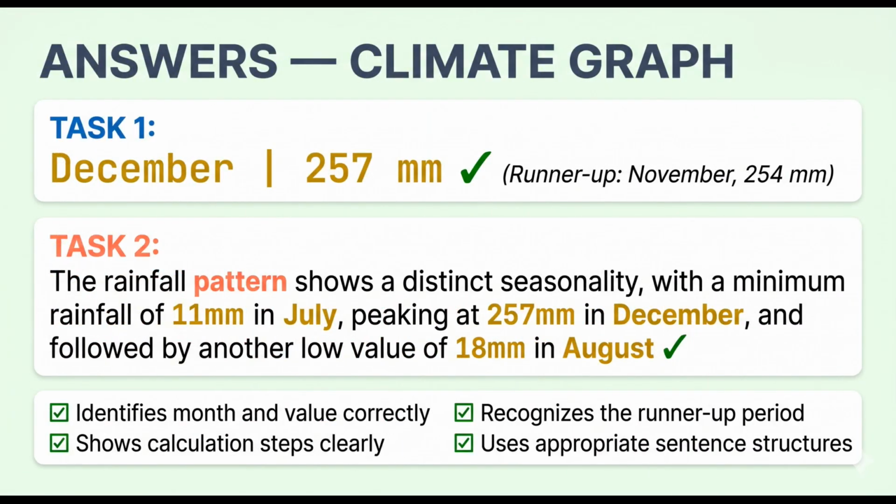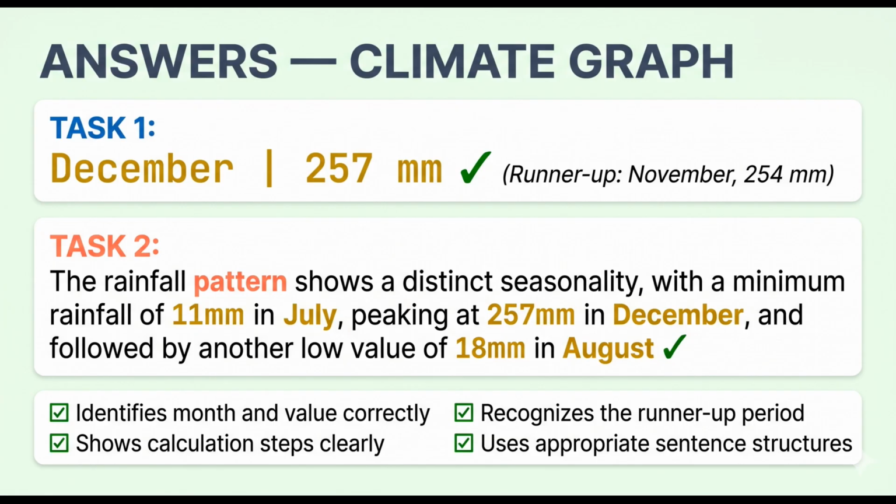Let's check your answers. For task 1, the highest rainfall month is December at 257 millimeters. November is close at 254 millimeters, so if you wrote November as the runner-up, that's a useful observation to add. For task 2, the model temperature sentence is: temperature is consistently high throughout the year, ranging from a low of 26 degrees Celsius in January and December to a high of 28 degrees Celsius in May and June.